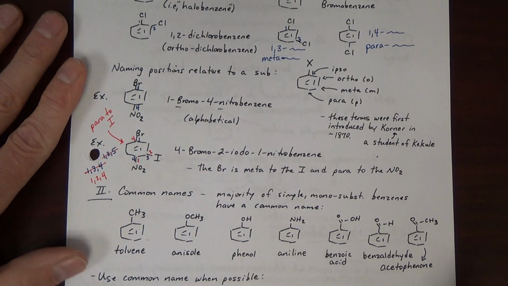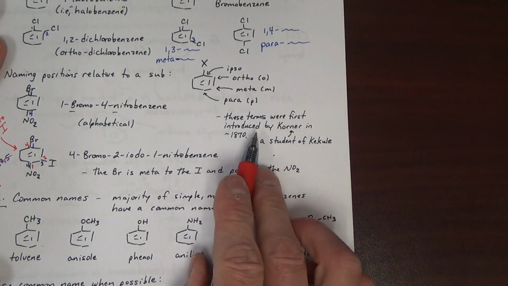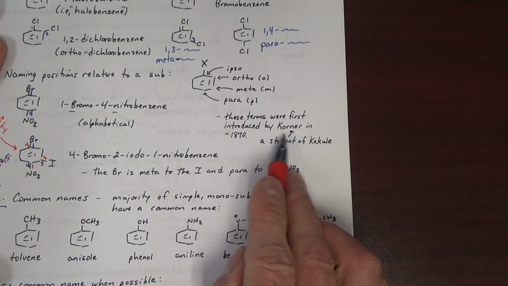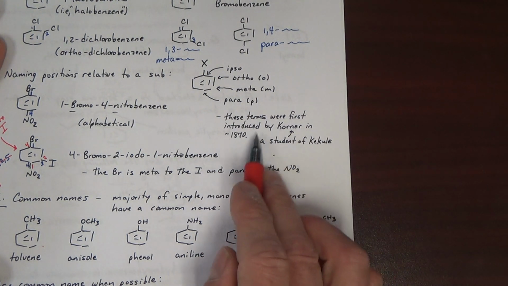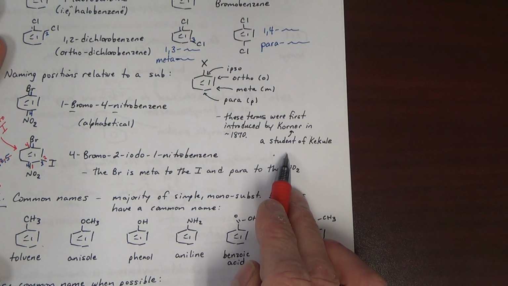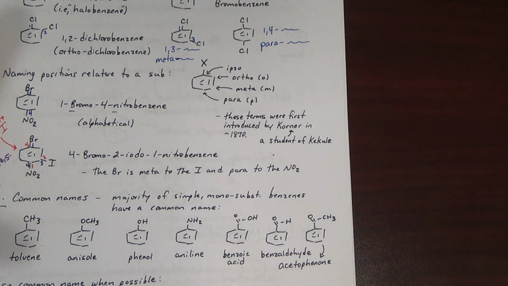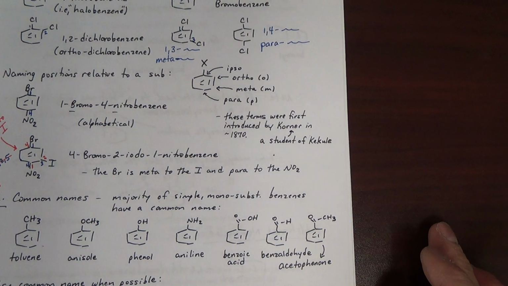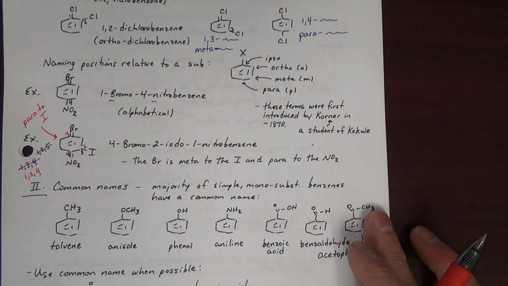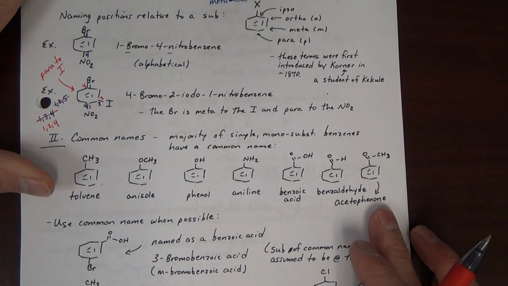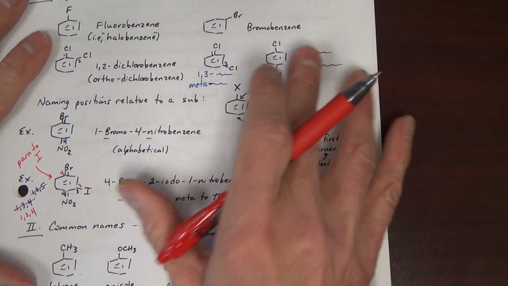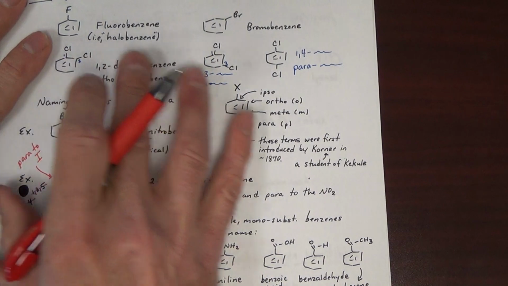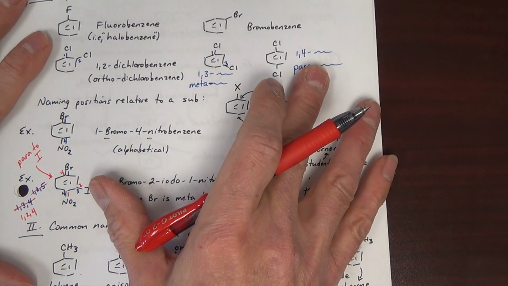Convenient terminology. By the way, these terms were first introduced by Körner, a chemist who was a student of Kekulé back in the mid to late 1800s. Kekulé being the chemist who first proposed the correct structure of benzene. Okay, so these were so-called systematic names, just naming the substituents on the benzene ring.